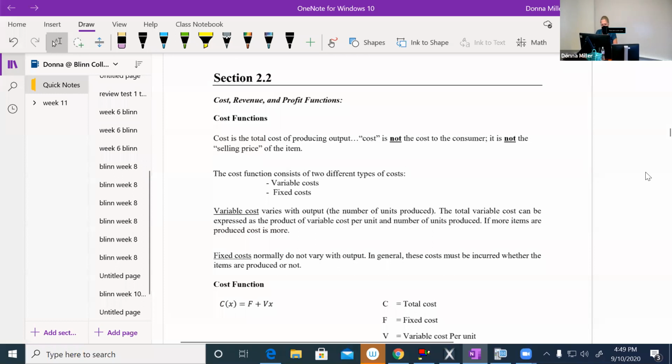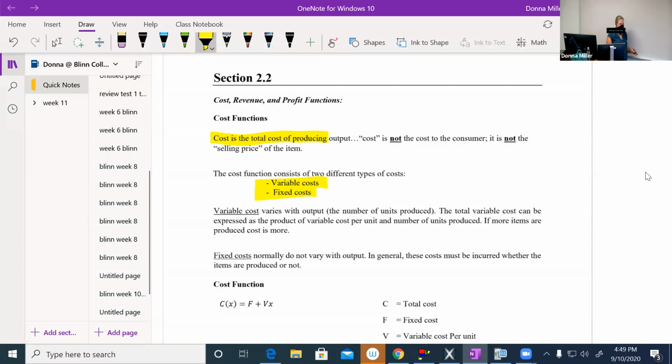So cost. Cost is the total cost of producing. It's not the cost to the consumer, it's the cost to the business. There are two types of costs associated with a cost function, variable and fixed. If I'm making basketballs, I have to buy so much rubber, and the more basketballs I make, the more rubber I have to buy. So that's a variable cost because it goes up with the number of basketballs.